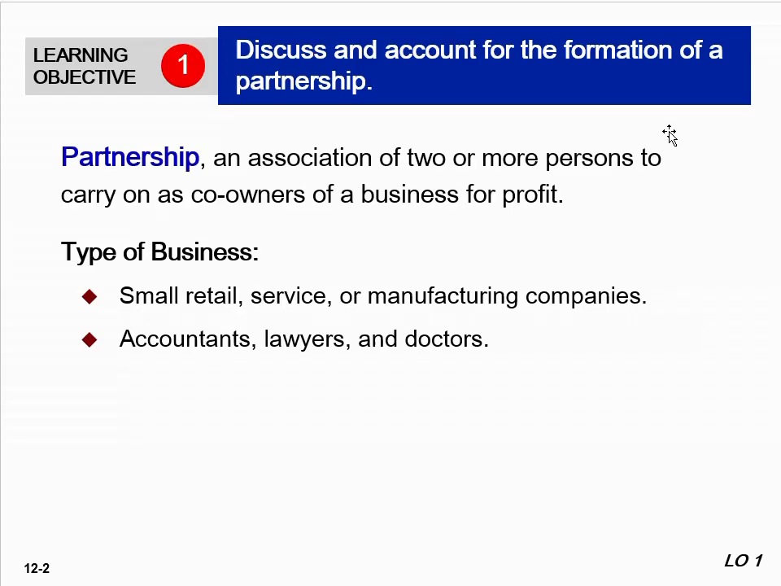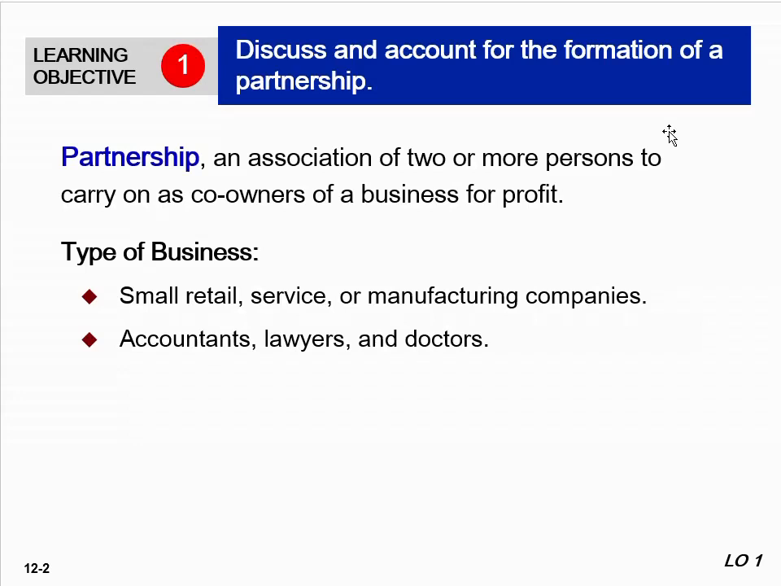Usually this form of business organization is smaller than a company, so small retail businesses, some grocery stores, some small departmental stores, some service organizations or some small companies are the types covered under the partnership structure. Also, some professionals like accountants, lawyers, or doctors also create their partnerships. We'll be talking about these different types of businesses and the different categories of partnership in a while.